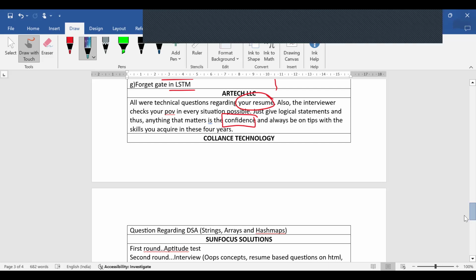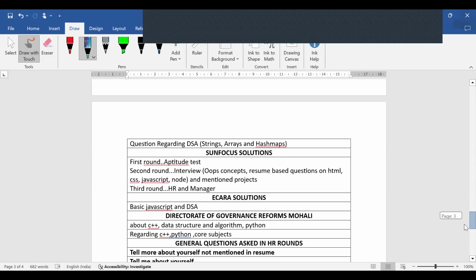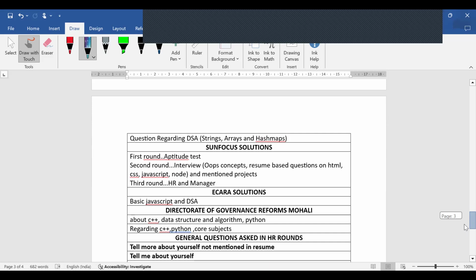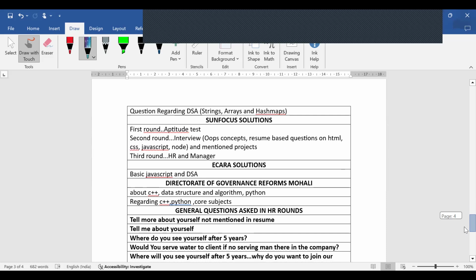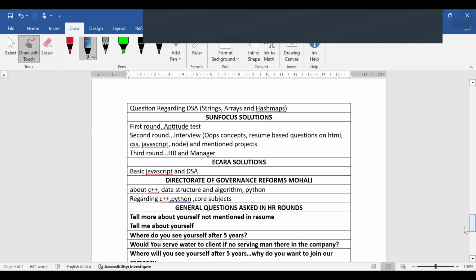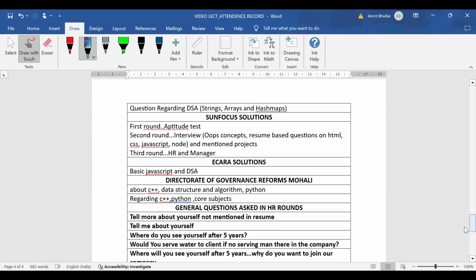You have to acquire many skills in these 4 years because they are going to pass in a few seconds. In the snap of a finger, this time passes because you have all your age-mate friends with you. And if you are just going to enjoy and not study, you are going to lose a lot of things. After you finish your B.Tech, you are going to realize that. Again, the questions regarding DSA, strings, arrays, and hash maps were being asked.